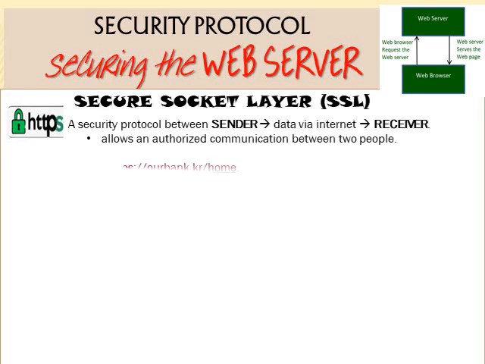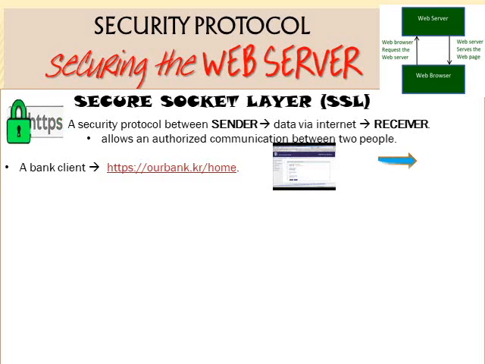So what happens when a surfer wants to access this secured website? As an example, a bank client is accessing an online bank website. The site address is https://rbank.kr/home. First, the surfer types in that web page's name in the URL bar. Next, he presses the Enter key to proceed with an online bank transaction.